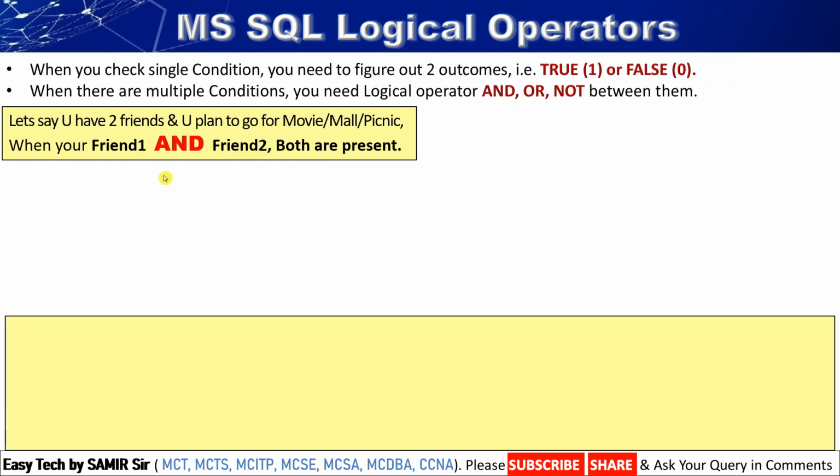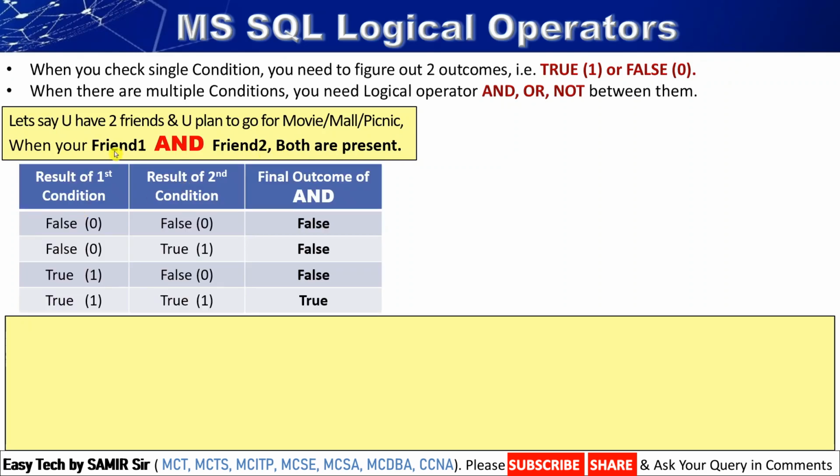Now when you say this condition, there are 4 outcomes. The result of the first condition, that is whether friend number 1 is present, and the result of the second condition, whether friend number 2 is present. So there can be 4 outcomes. Friend number 1 and friend 2 both didn't turn up. Friend 1 didn't turn up, so it's false or 0. Friend number 2 didn't turn up, so it is false. So when both friends do not turn up, shall you go for the movie? The final outcome will be false. That means you will not go for a movie, mall, picnic, party, anything. I hope you are understanding. Friend number 1 and friend number 2 both didn't turn up, so you will not go for the movie.